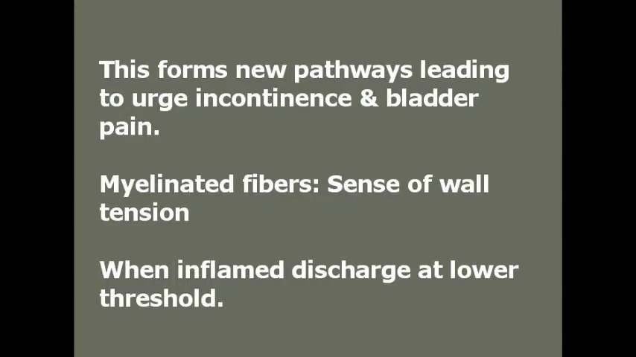Now, myelinated fibers give a sense of wall tension, and when inflamed, they discharge at a lower threshold. So that will explain why in the event of a urinary tract infection, the child has a smaller bladder capacity and tends to void frequently. So for any urodynamic study, we have to make sure not only that the urine culture is sterile, but that there is at least about a 3 week gap between a UTI and the time that you are doing the UDS.